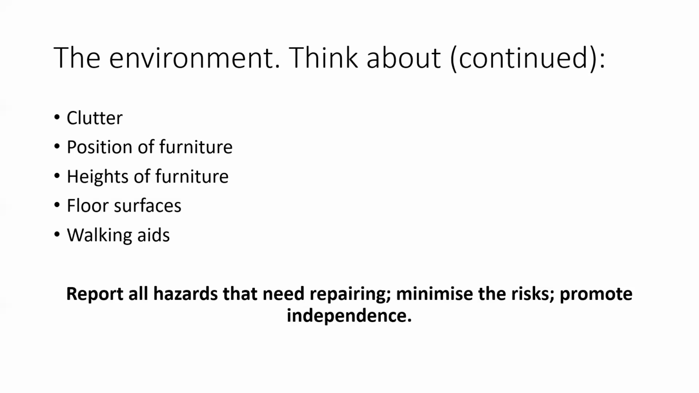Just continuing with the environment. Clutter, of course, we need to make sure that places are clutter-free as much as we possibly can in the environment. We need to think about the positioning of furniture so that furniture is easy to access, and also so that furniture is not in the way when people are trying to navigate their way around the environment that they're living in. We can consider as well heights of furniture, so furniture that's easy to sit and stand from, that's easy to access for people.